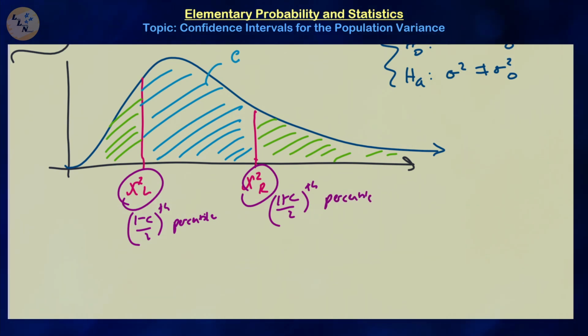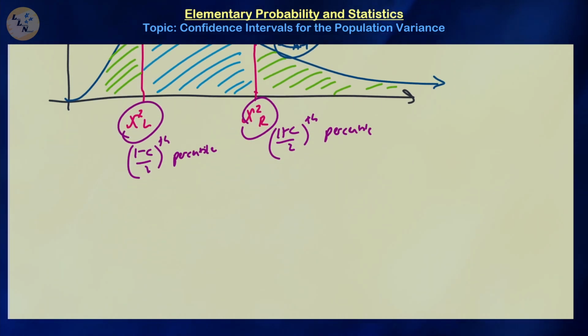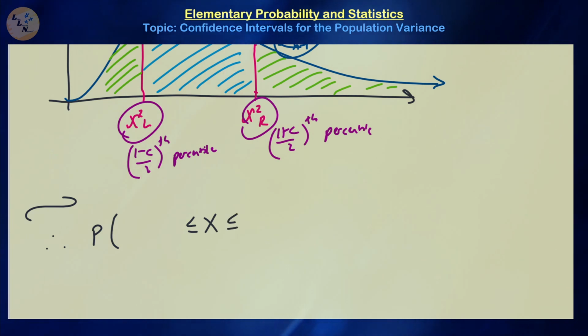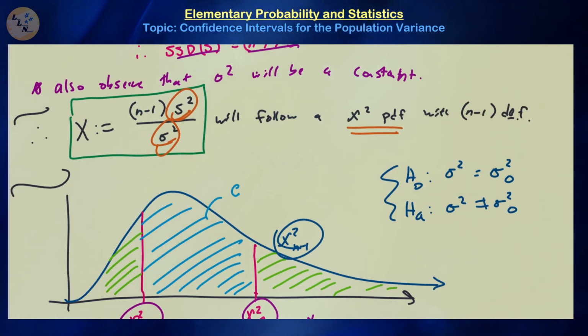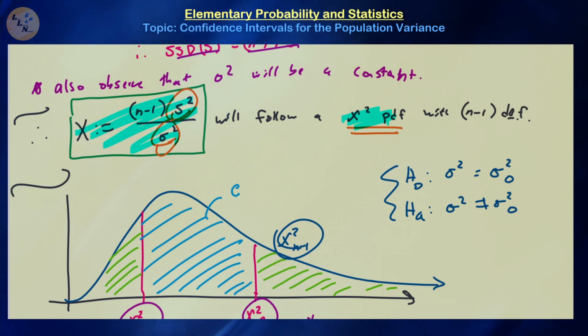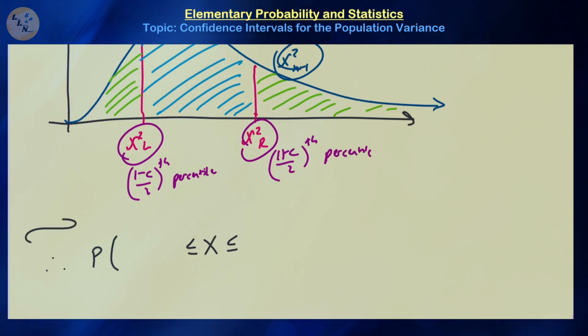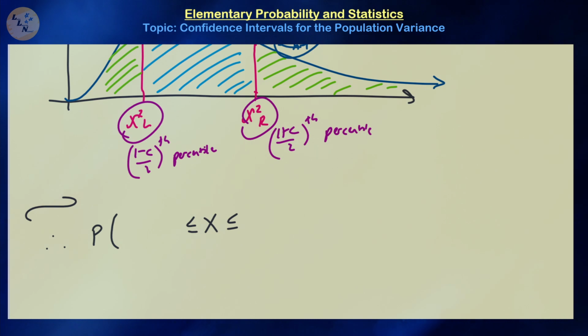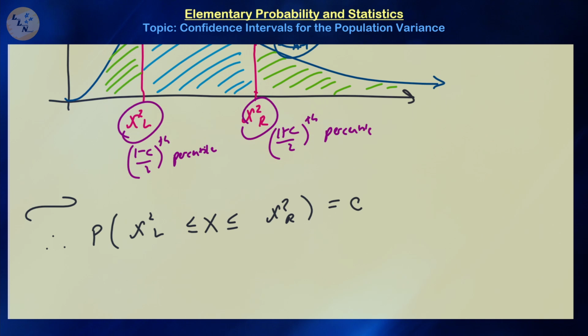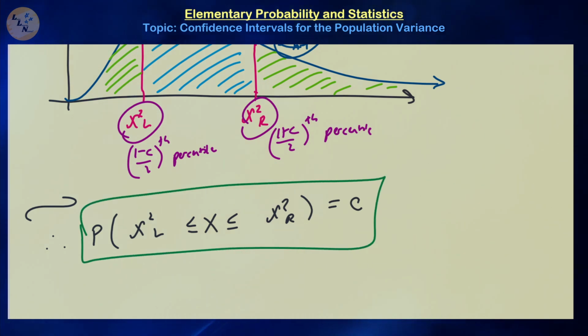For the chi-square distribution with n minus 1 degrees of freedom. So we should be able to find these critical values, and thus we should be able to construct a probability statement for the population variance. In particular, one can say that the probability that this random variable X, because what is X? X is going to be this random variable which follows a chi-square distribution. Therefore, if everything holds true, then the probability that X is in between chi-squared L and chi-squared R should be equal to C by design.